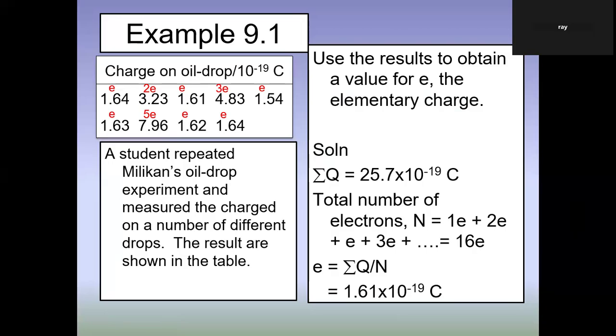The 25.7 is you add all together, right? Add all the charge together. And remember, each of them is 10 to the power minus 19 Coulomb. And then for the total number of electrons, you just add all the red ones. And the total charge divided by the total number will give you the charge of one electron.